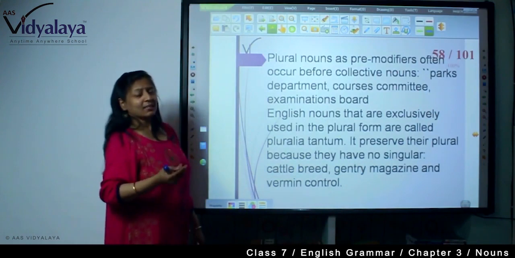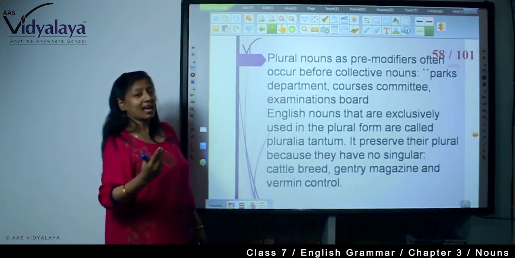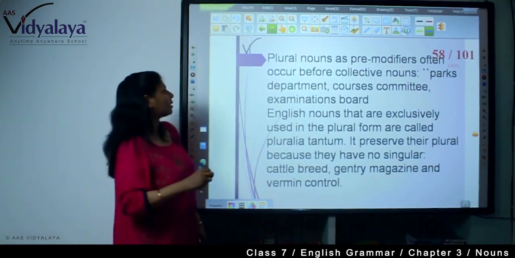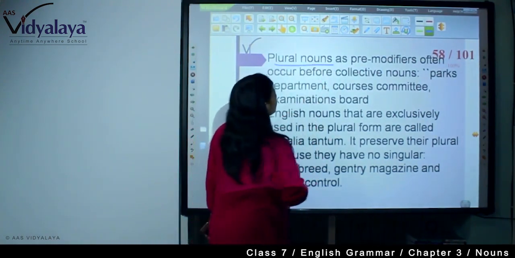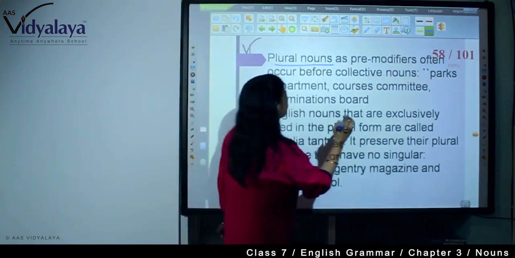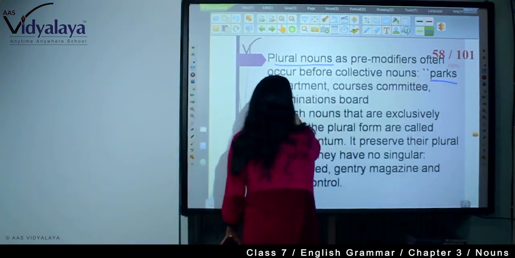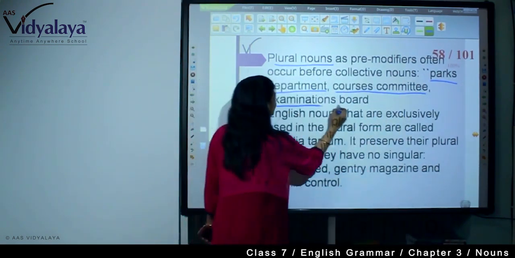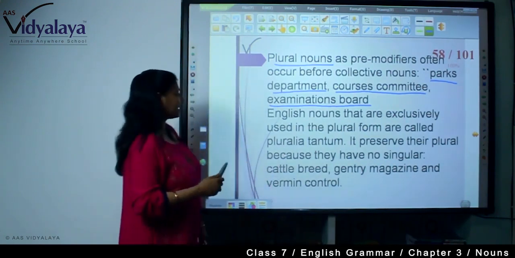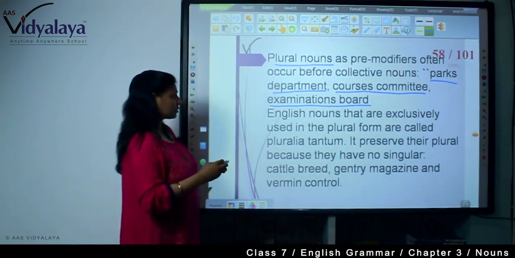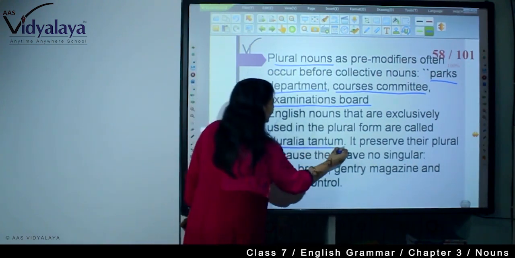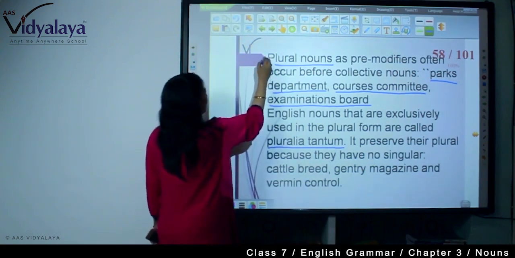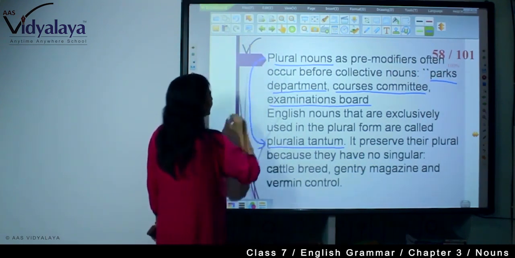Now there are many times plural nouns are used as pre-modifiers and they occur before collective nouns. So here, plural nouns as pre-modifiers. For example, parks department, courses committee, examinations board. So in this way they are used in plural form, and these are called pluralia tantum.